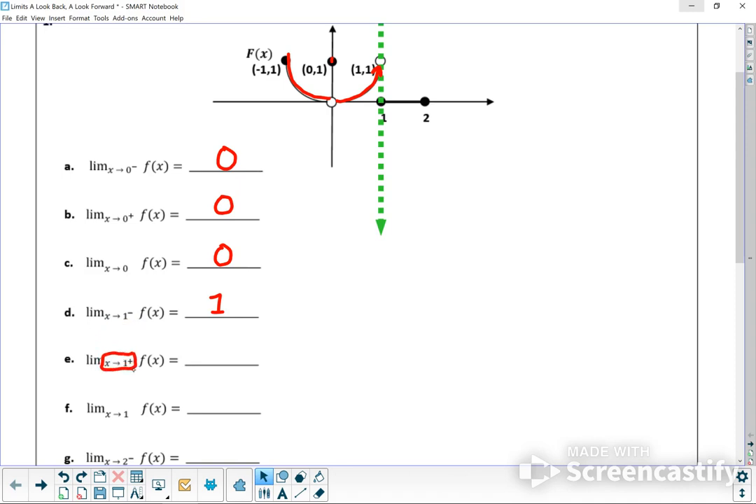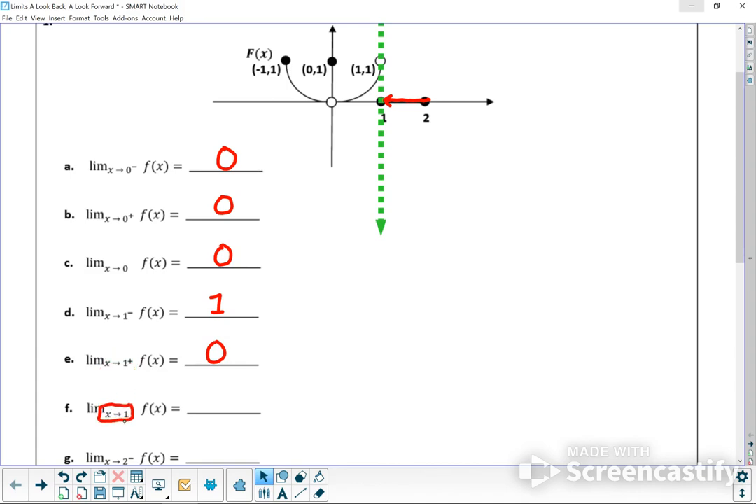The next one, as x approaches 1 from the right-hand side. So from the right-hand side, I'm going to follow the graph. As I'm approaching 1, I just follow it. And as I get very close to 1, it's going to be right there. And that's going to be the y value of 0.